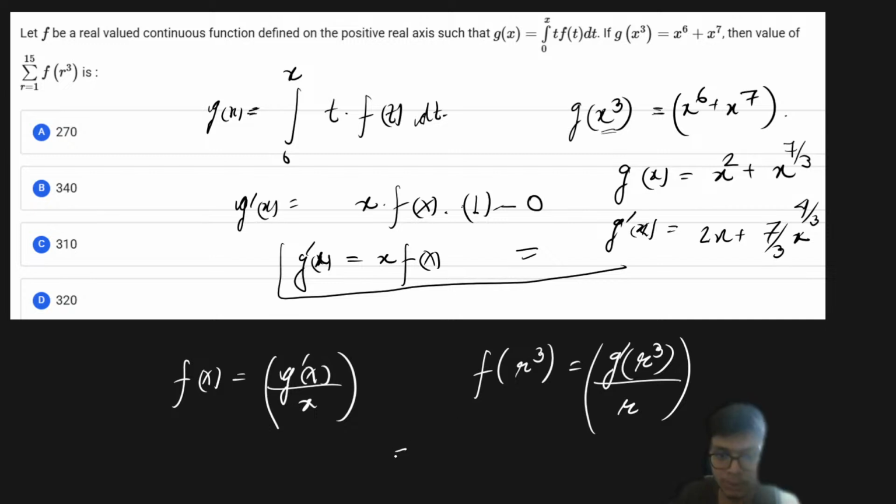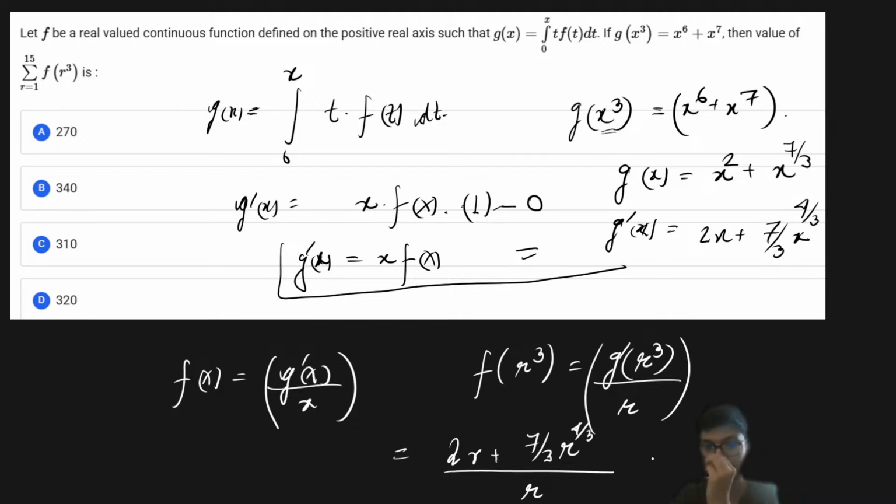And once we have this expression, this is basically equal to 2 times of r plus 7 by 3 r to the power 4 by 3, whole divided by r, right? Now if you divide by r over here, this particular expression is going to be simply equal to 2 plus 7 by 3 r over here, right?